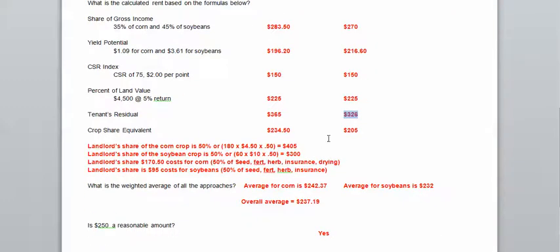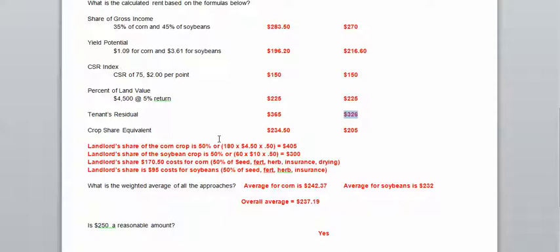Crop share. A crop share equivalent. In the example, the typical crop share agreement, the landlord provides the land, the tenant provides the machinery and labor, and they split the costs of seed, fertilizer, herbicide, insurance, drying. For soybeans, it'd be seed, fertilizer, herbicide, insurance. And in exchange, the landlord receives half of the crop.